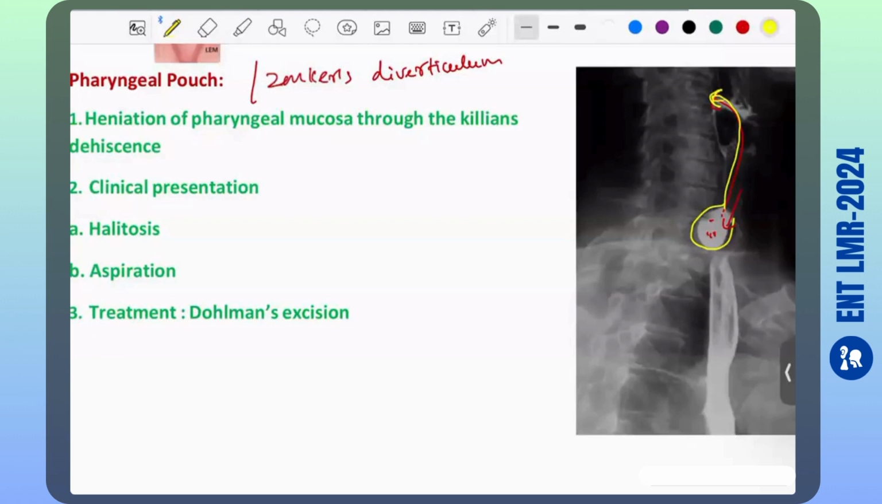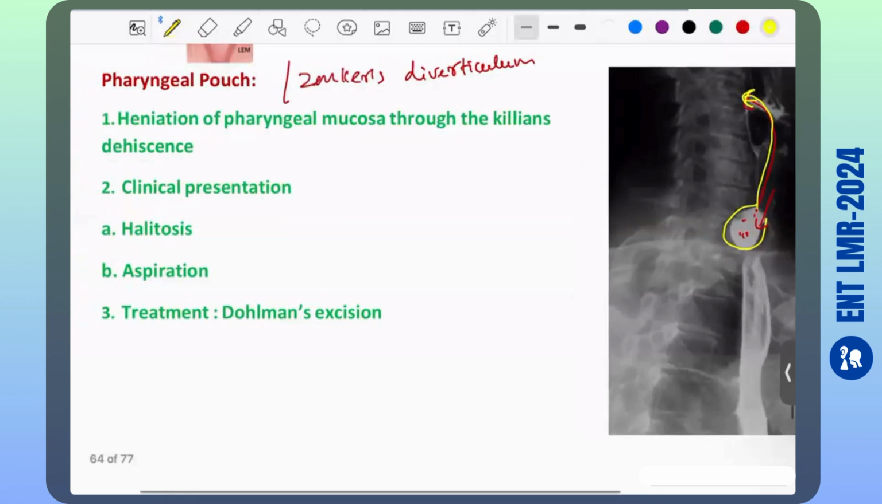That will cause halitosis and aspiration pneumonia. The treatment for pharyngeal pouch is Dohlman's excision.